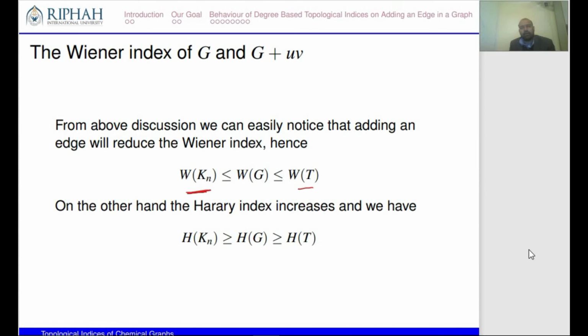On the other hand, the Harary index increases as we add an edge, because the term is now in reciprocal. That's why the Harary index increases. This is the definition of the Harary index, the sum over pairs uv subset of the vertex set V. So this is the behavior of the Wiener index when we add an edge. In this way we obtain the extremal graphs. In this case, the complete graph gives the minimum in case of the Wiener index, and the tree gives the maximum.